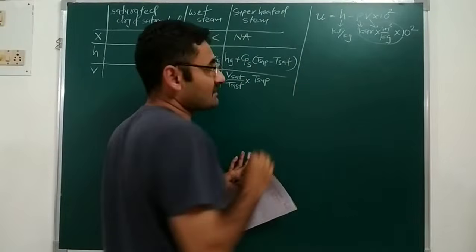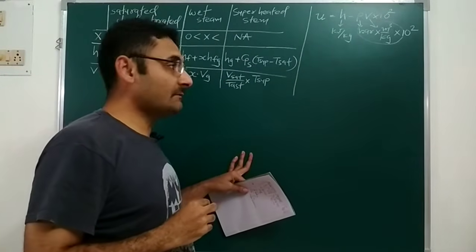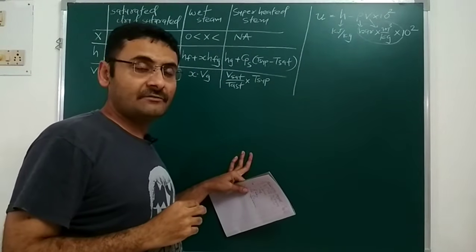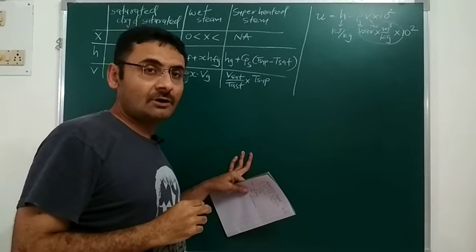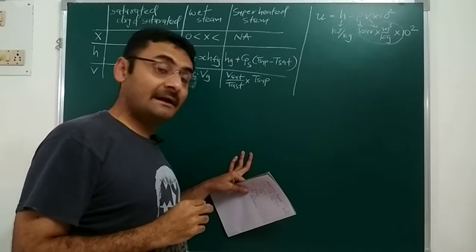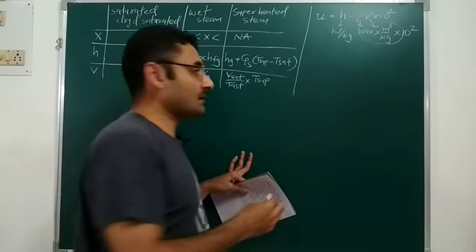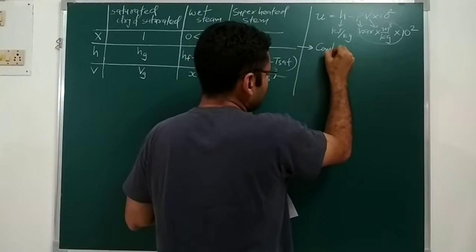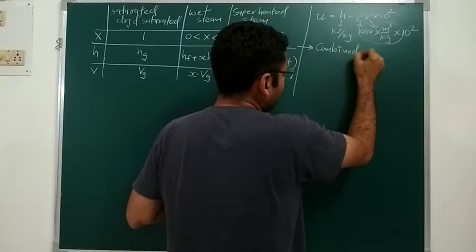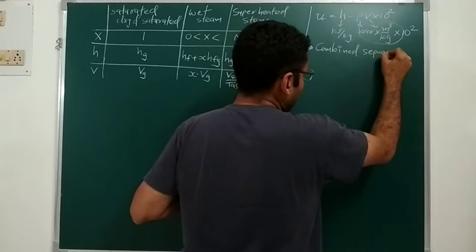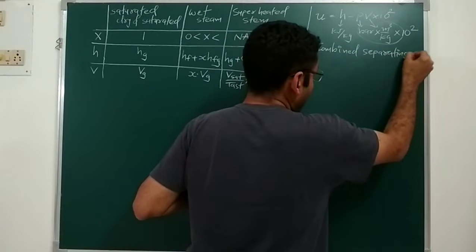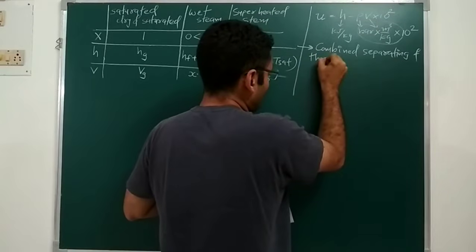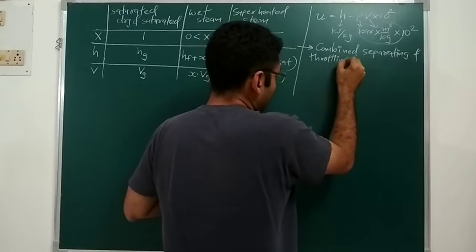Now that much equations are useful, but at the end of this video we will calculate one best numerical based on combined separating and throttling calorimeter. So for the combined separating and throttling calorimeter, I will write the equations.